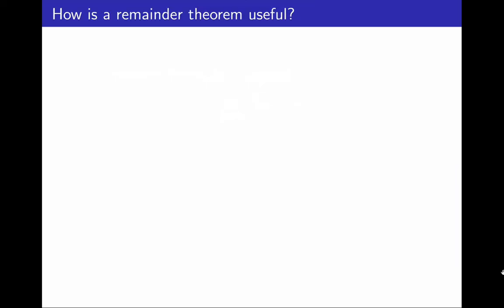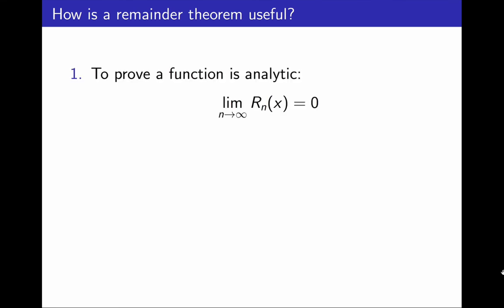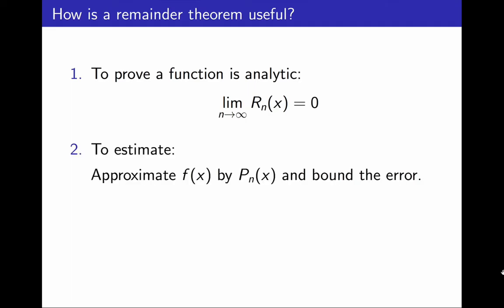Okay, how is this theorem useful? First, we can use this theorem to prove that a function is analytic. That was the motivation we had throughout the video. I will illustrate this with an example in a later video. Second, we can also use this theorem to estimate the value of a complicated function with a Taylor polynomial. An estimation is only useful when we can bound the error, and this theorem allows me to do exactly that. I will also illustrate this with an example in a later video. Both videos are linked in the description. And this is everything you need to know about analytic functions and the remainder theorems.